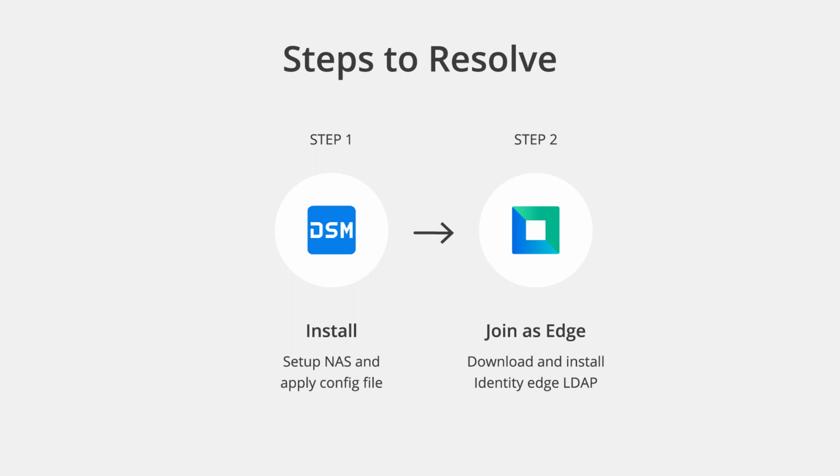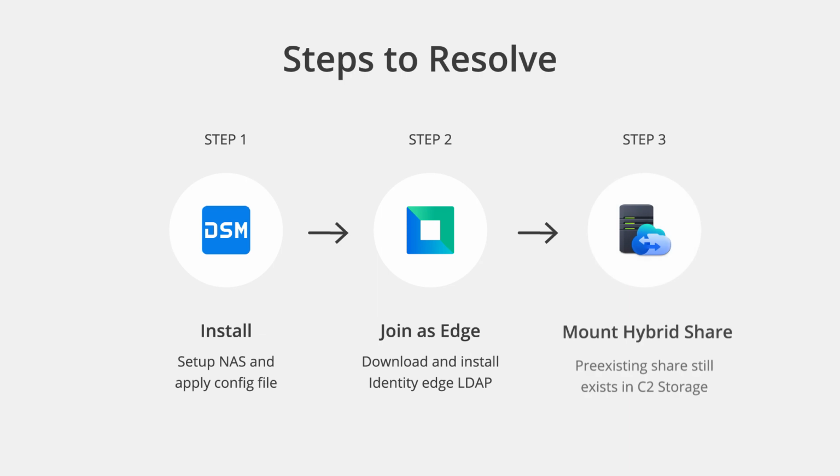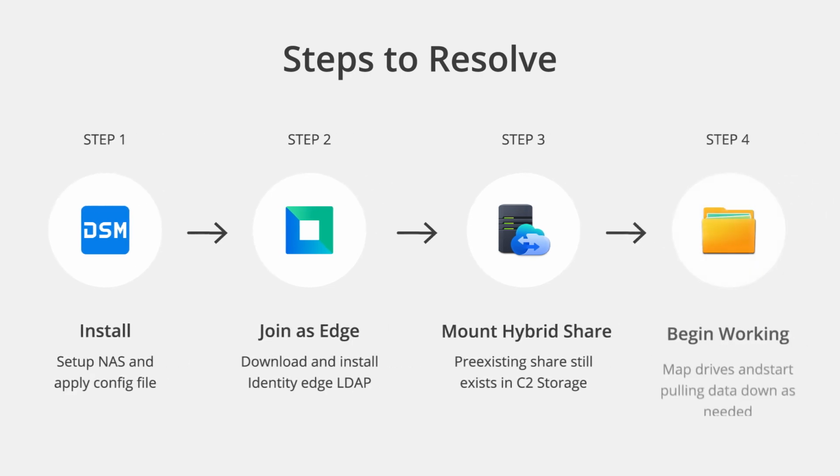Next, you're going to want to join this NAS to your identity domain by downloading and installing from Package Center the C2 Identity Edge LDAP server, so you have all of your credentials and users locally on this NAS once more. Next, you're going to mount your HybridShare folder that still exists inside of C2 storage. All of your data is still there. So you can just easily mount that C2 storage environment, that HybridShare folder, and gain access to that data. Last on the list is making sure you map all your drives to the new Synology NAS and make sure that your Synology Drive clients are pointing at the new device.